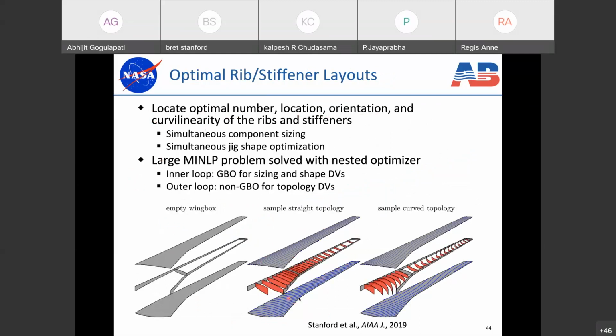So we have some angling of the stiffeners. We have some bunching up of the ribs in one area, but much more spread out in other areas. And we can rotate the ribs as well if we want. Or we could look at curvilinear ribs and stiffeners, and you see an idea of how you would do that here.